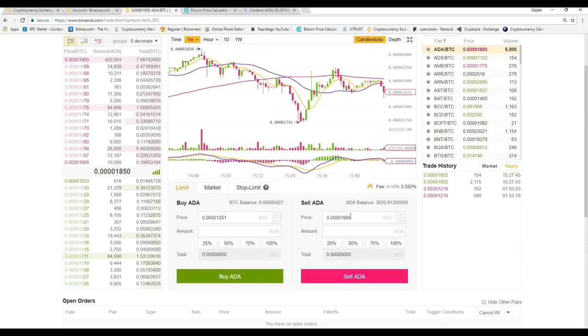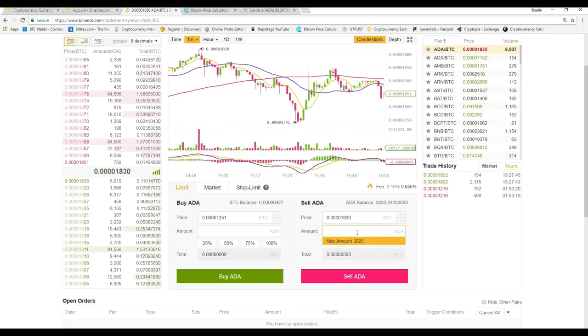Over here they have the sell side. Now it's practically the same thing when it comes to typing out the price that you want to sell at, as well as the amount you want to sell. Now I currently have 3,000 Cardano, so it shows my max amount right there. If I wanted to sell half of my Cardano, I could press the 50 button, 50%, and it would show 1,510. As well, if I wanted to sell all of it, I could, and then it would show the full amount in Bitcoin value down here. I would press sell, and then it would instantly do the transaction.